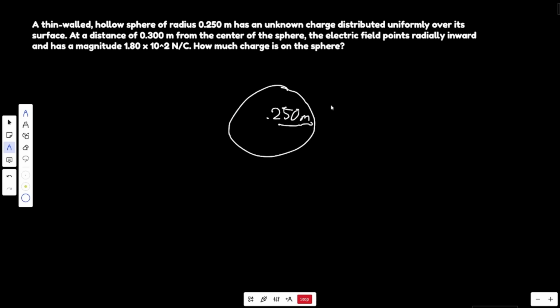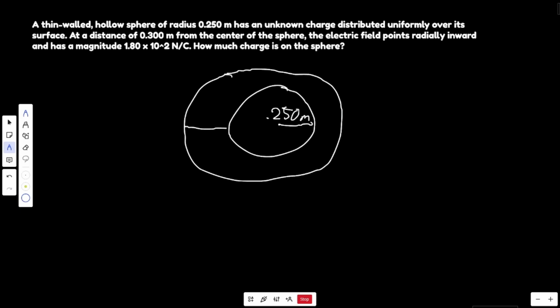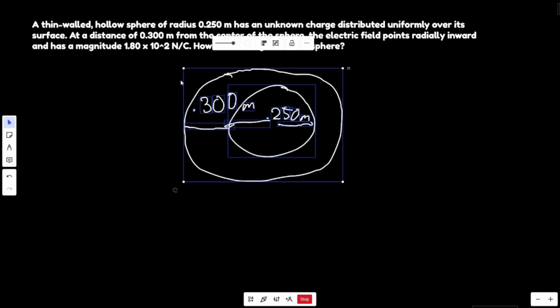So we have another quote-unquote layer where all of this is a total of 0.300 meters away from the center. We want to know the charge on the sphere. So what do we do first? First, all we have to do is get the flux, because we can only get the charge once we know the flux, and the flux isn't given. So how do we get the flux here? First, let's list down the given.